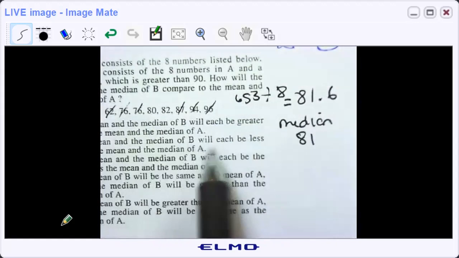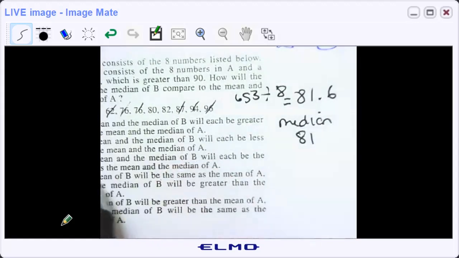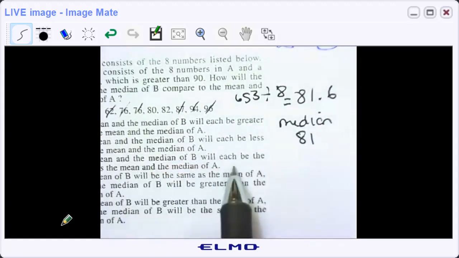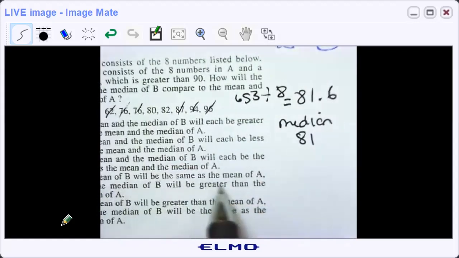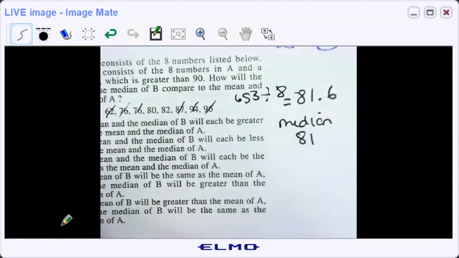The mean and median of B will be less, so that's out. The mean and median of B will be the same. Well, that's probably never going to happen. The mean of B will be the same as the mean of A, and the median will be greater. Again, that's probably not going to happen. We won't cross that one off yet.